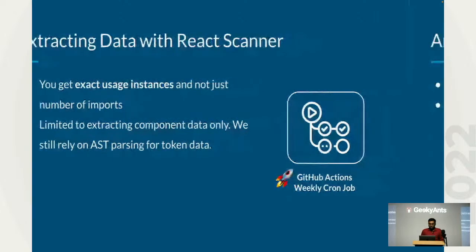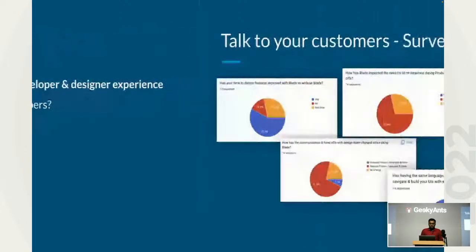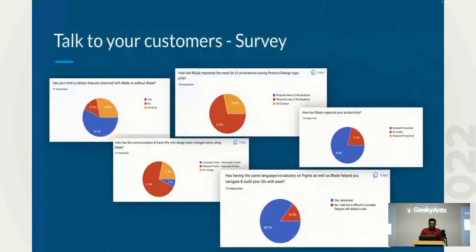really well for us. But honestly, are numbers enough when you talk about measuring the success of your design system? It's aimed at improving designer and developer productivity and their experience. Does a number do justice to what we are measuring? So we started talking to our customers. We did a survey. We asked them direct questions like, how has Blade impacted your productivity? How has it reduced your UI reiterations? And has it improved the handoffs between design and developers?